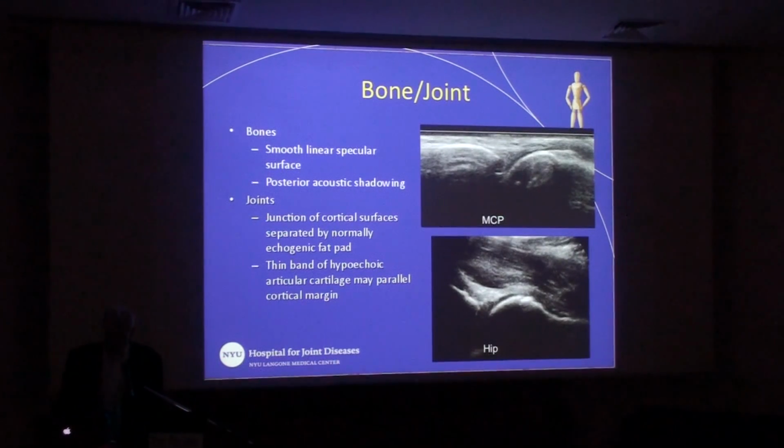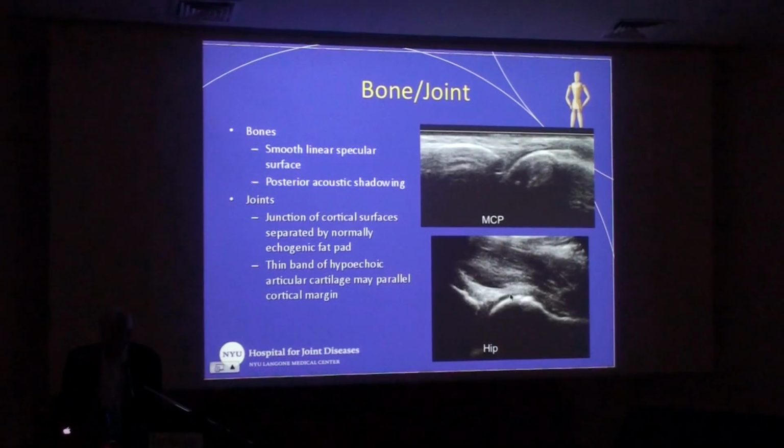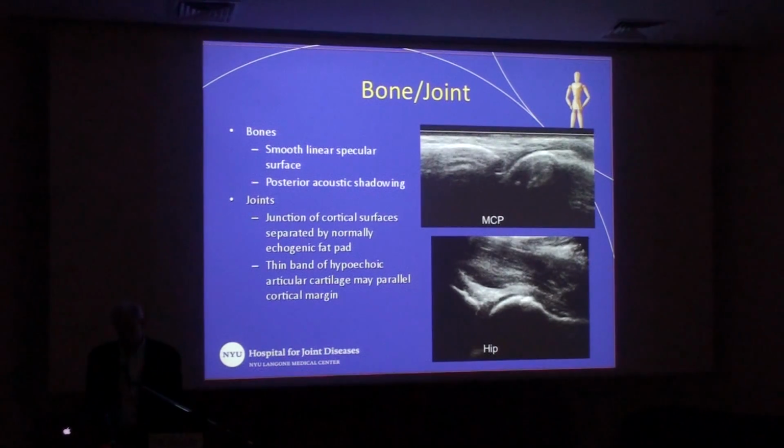Bones appear as strong specular reflectors that have a posterior acoustic shadow, so as we see in the metacarpophalangeal joint over here, we see it as an echogenic reflector with a posterior shadow. Same thing is true for any other joint, so go back over here for a second. So the hip, again, we see the femoral head as being a strong specular reflector, and joints we see as sort of like the junction between two smoothly marginated cortical surfaces, and what we may see is a thin hypoechoic band paralleling the cortical surface. So it's important not to interpret that as fluid. That's really just articular cartilage, and so we should see that as a normal appearance within the joint and something to be aware of.